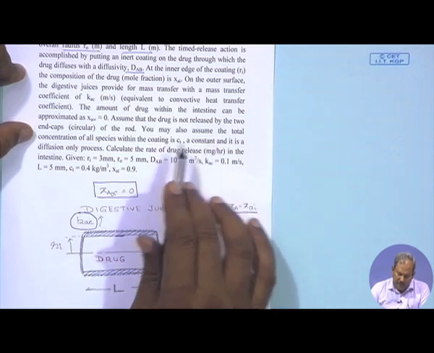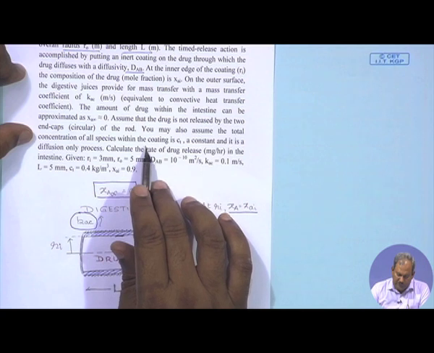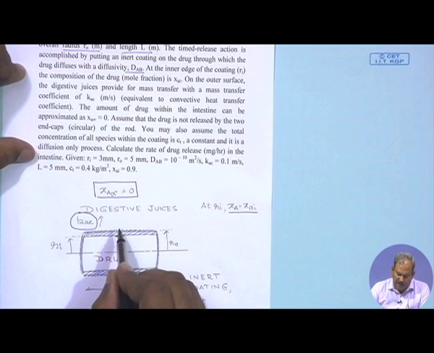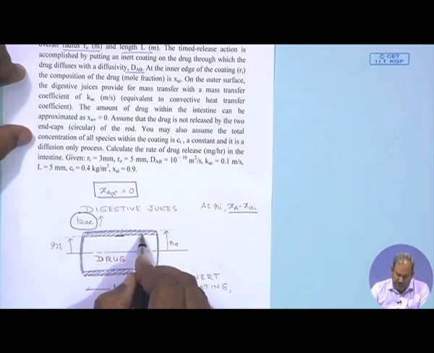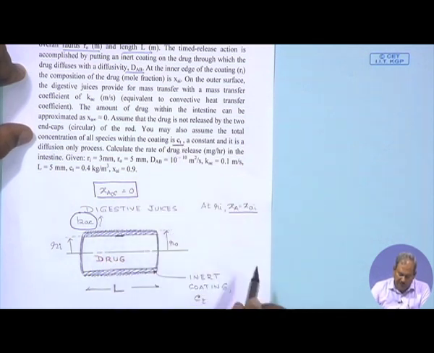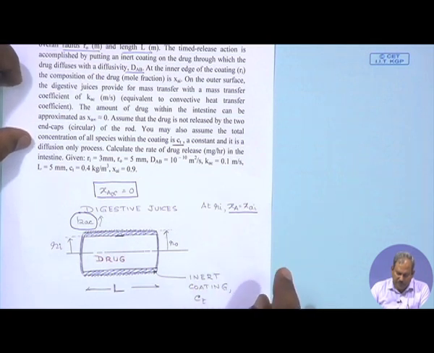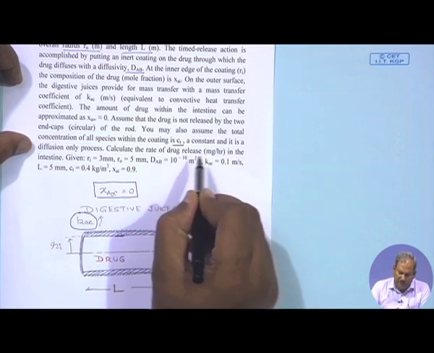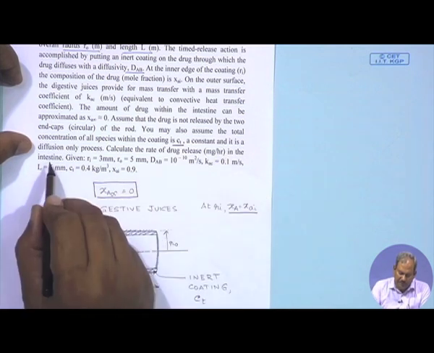And you can also assume that the total concentration of all the species within the coating is C t, which is a constant. So, there can be other species present in this coating apart from the drug, and the total concentration of everything present inside the coating material is denoted by C suffix t, which we can assume to be a constant. And we will also assume that it is a diffusion only process, and we need to calculate the rate of drug release in milligram per hour in the intestine.